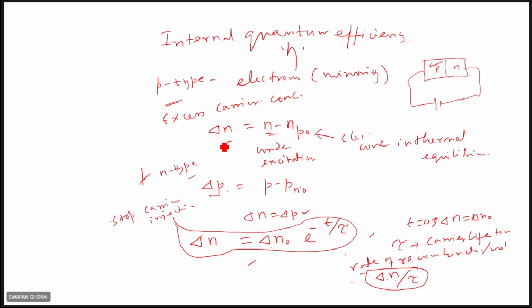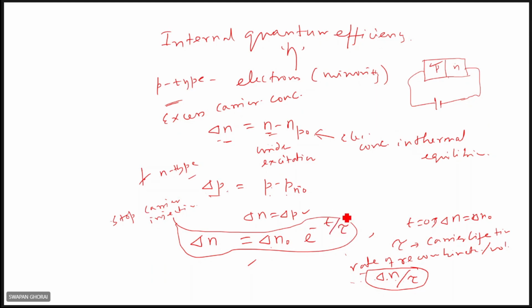Similarly, for n-type, the same thing applies: delta p is p minus pn0, where pn0 is the hole concentration in thermal equilibrium. And if you consider charge neutrality in the semiconductor, then delta n must be equal to delta p. These excess carriers, whether excess holes or excess electrons, will decay exponentially and reach the steady state value. So you see it here. In this case, it decays exponentially: delta n equals delta n0 e to the power minus t by tau.